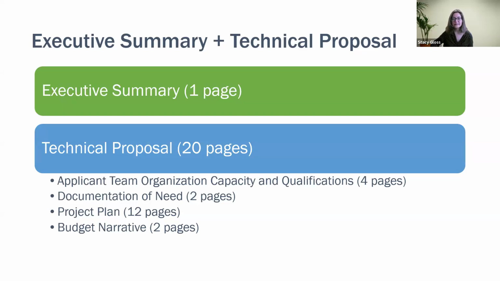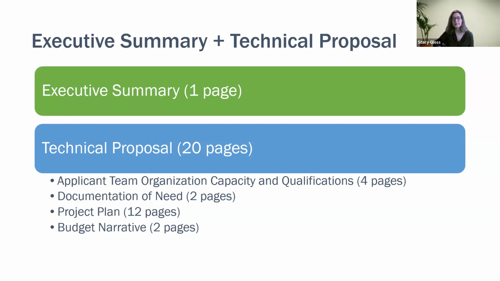Applicants must submit an executive summary and technical proposal. The funding announcement provides direction for what information needs to be included in each section. Note that each section of the technical proposal must correspond with the application review criteria in Part E of the NOFO. The technical proposal narrative will need to include information about the applicant team's capacity and qualifications.